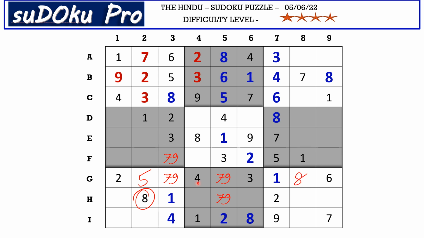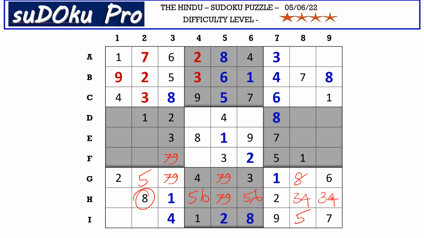We know that this block is missing 2 numbers, 5 and 6. So the 5, 6 pair goes here. So here this 5 blocks these 2 cells. So 5 goes here in I8. Now in this block, there are only 2 empty cells and the missing numbers are 3 and 4. So let's mark them with a 3, 4 matching pair.